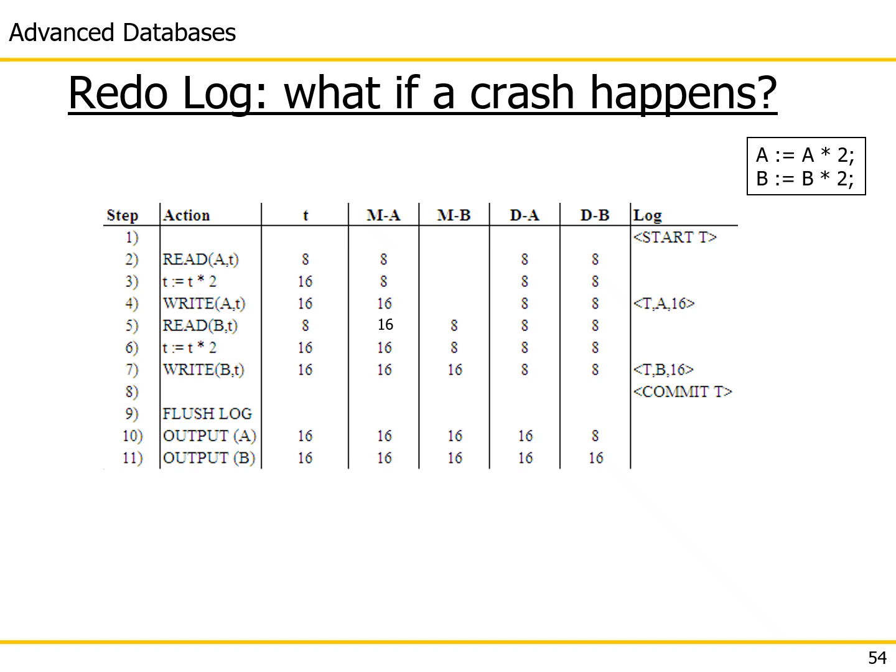Now, what happens if the crash happens after line number 11? Well, I have already modified A and B on disk, but again, I will follow the rule blindly, so any committed transaction will be re-executed, or replayed if you'd like. So I'm going to again put 16 in A and 16 in B. It's already 16 and 16, but I'm just going to do the replay blindly.